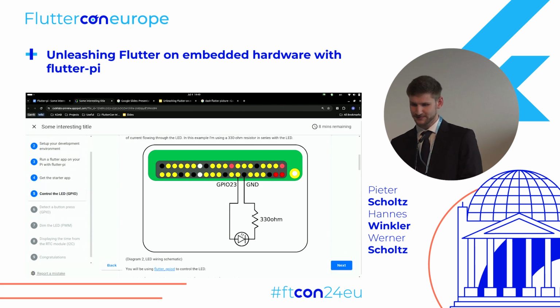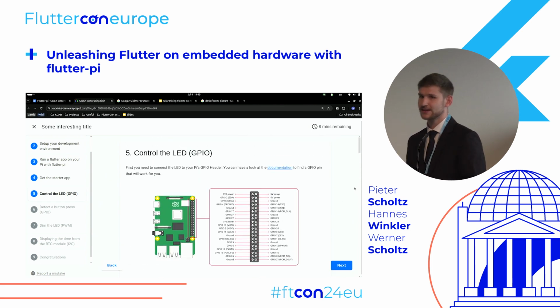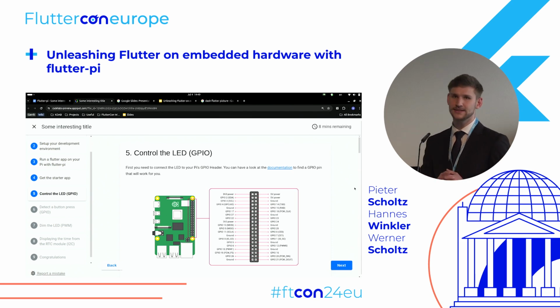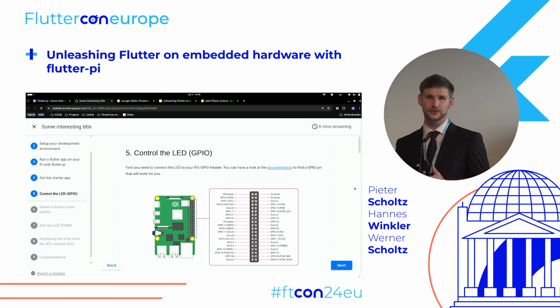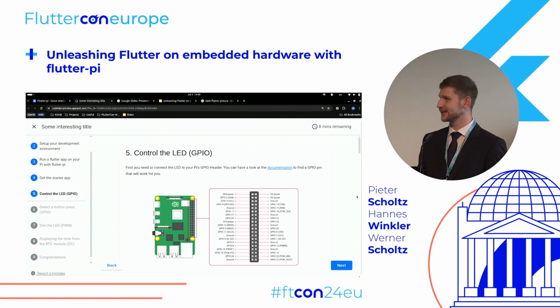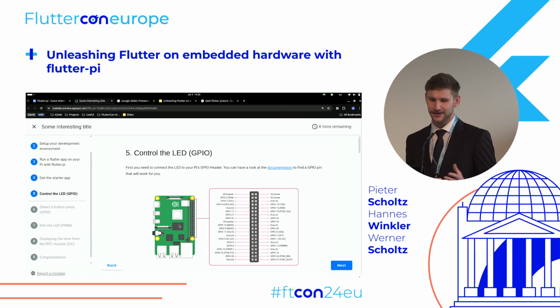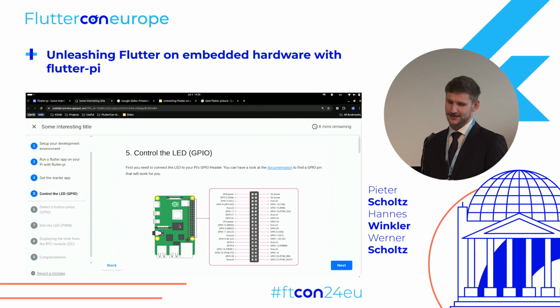Cool. So yeah, let's get started. First off, we are going to be controlling an LED with GPIO. GPIO stands for General Purpose Input Output. And then we're also going to use it to detect a button press. After that, we will dim, or try to dim, an LED with PWM. And then we will be reading a real-time clock chip with I2C. So these are just basic examples of what you could use Flutter-pi for on a Pi. And maybe you can create something cool at home.